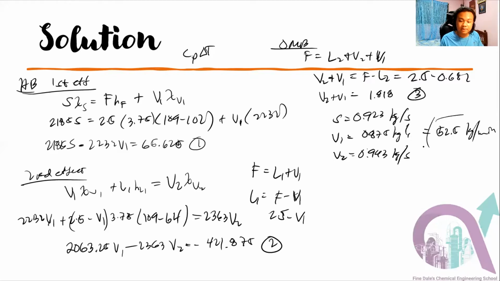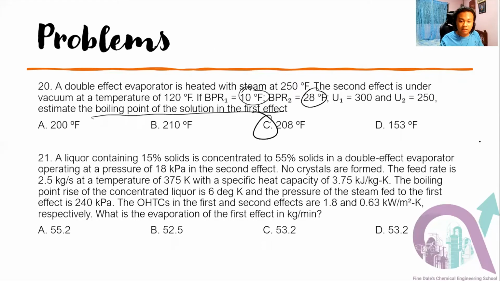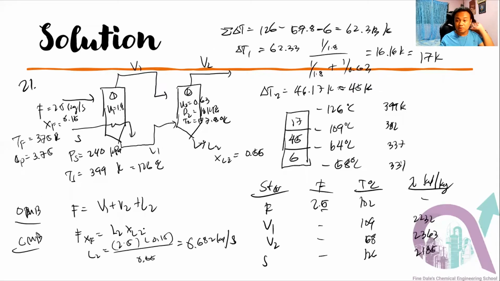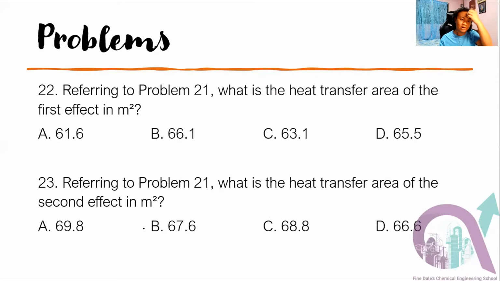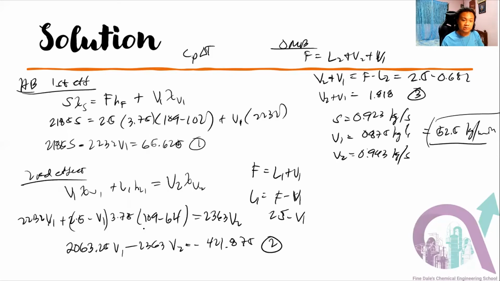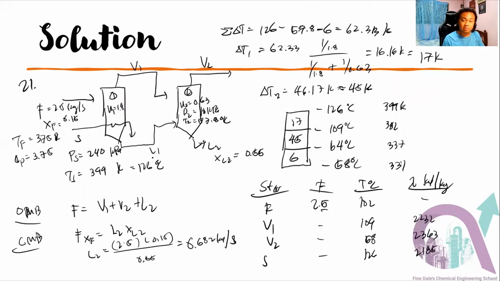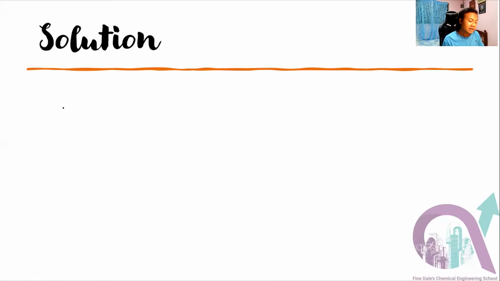Yeah. So this number, letter B, number 51. Okay. So now we will have to solve for 22 and 23. The heat transfer area at 1 and heat transfer area 2. Okay. So it's actually easy. So let me delete the finished slide, so we can make room for another.